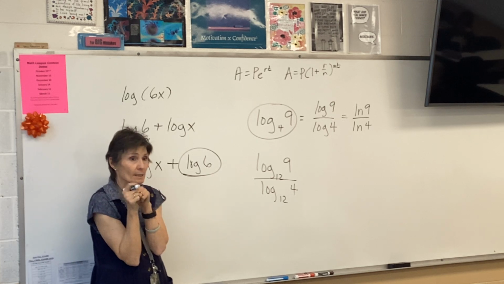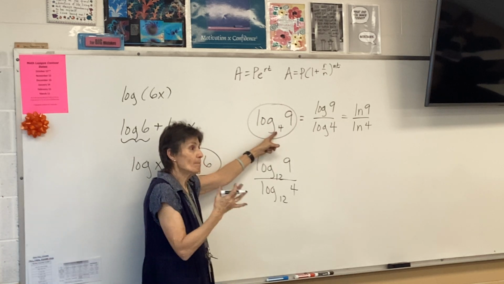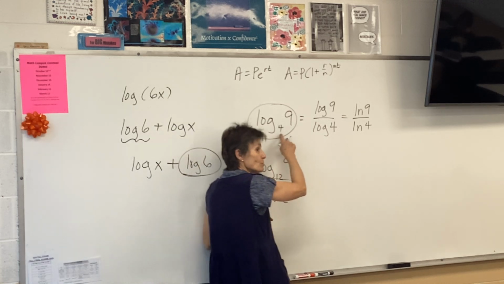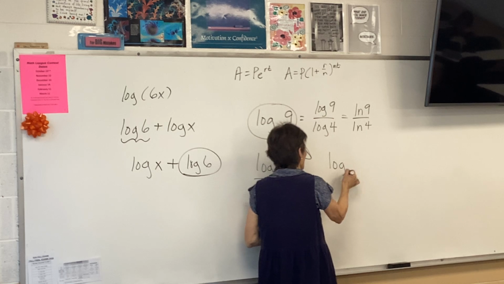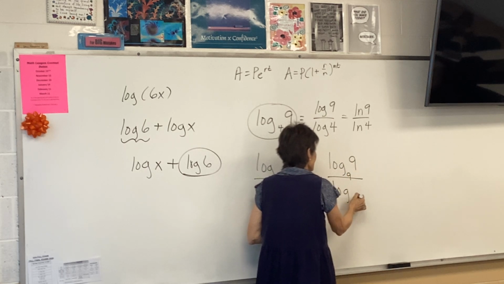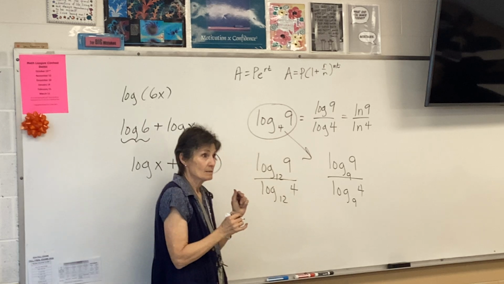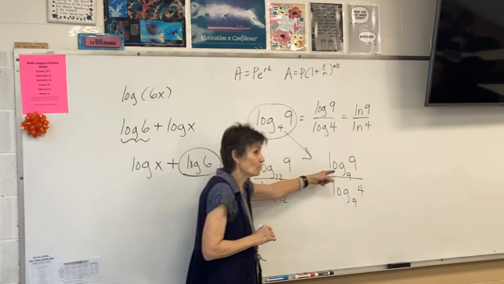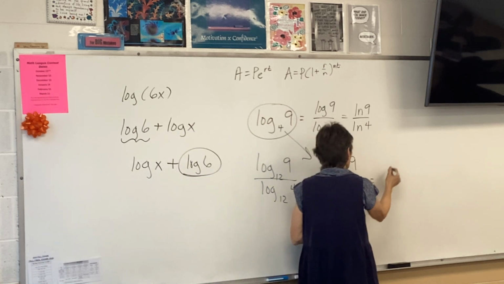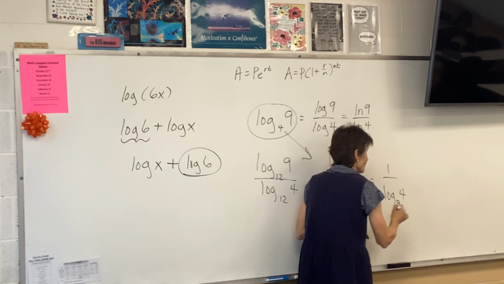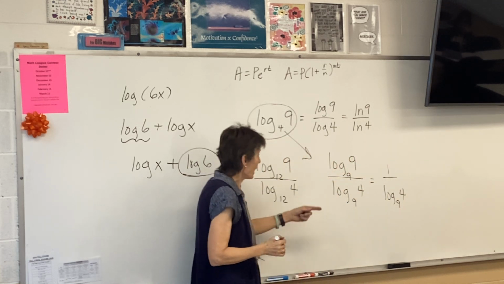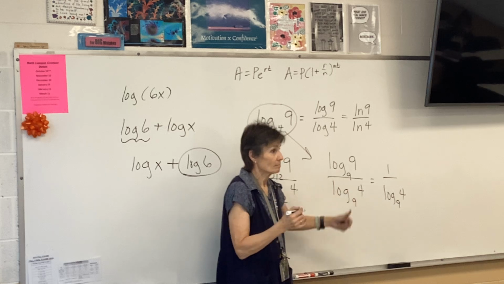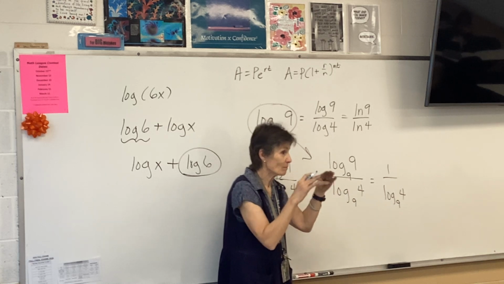Once in a while, in a problem like this, it might be handy to use, let's say, base 9. Because if I used base 9, this would be log base 9 of 9 over log base 9 of 4. Would you agree with that? Now, what's my numerator? 1. That's cemented. So I could make my numerator 1 and simplify it and have 1 over log base 9 of 4. Or I could use log base 4, and then my denominator would be 1. You can change whatever base you want.